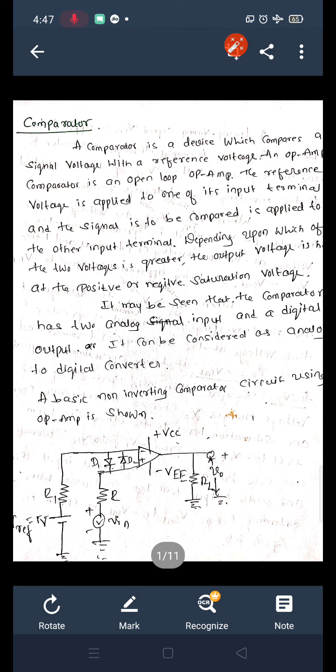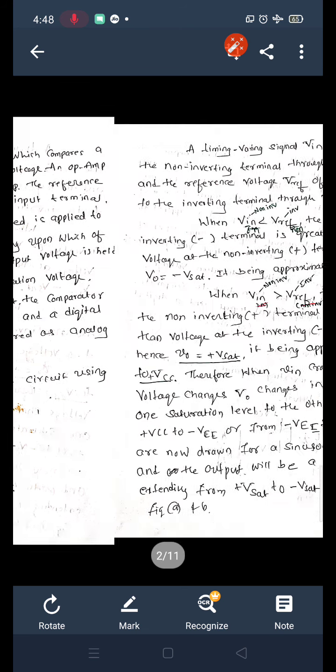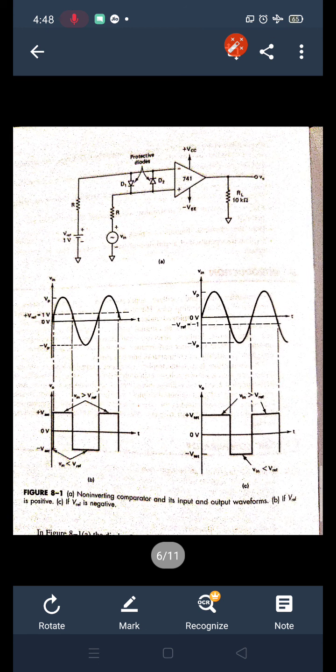It may be seen that the comparator has two analog inputs and a digital output. Therefore, it can be considered as an analog to digital converter. A basic non-inverting comparator circuit using op-amp is shown here in this figure, and this is called a non-inverting comparator because the input voltage is applied to the non-inverting terminal of the op-amp. So we are going to observe how our comparator works.